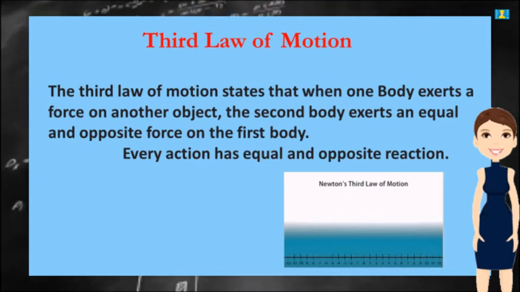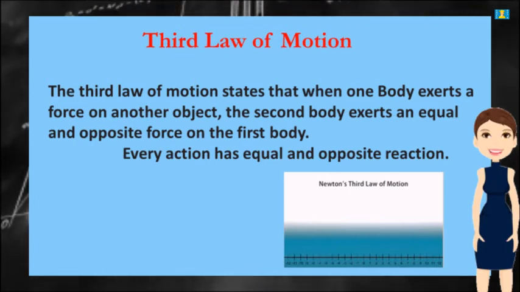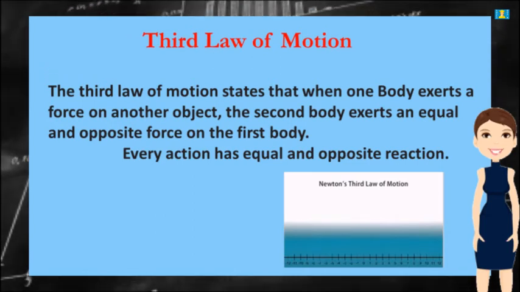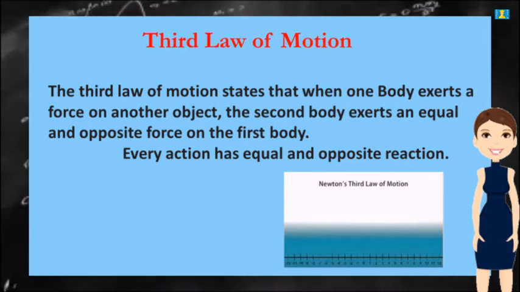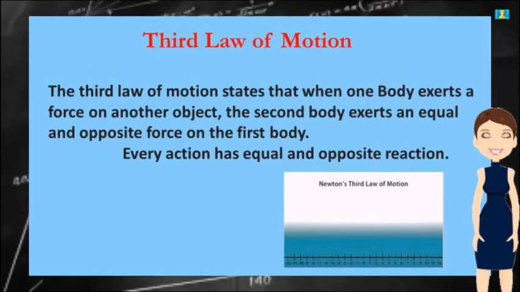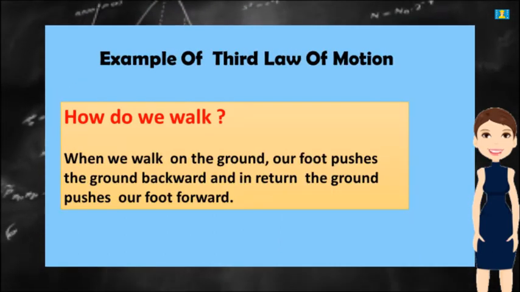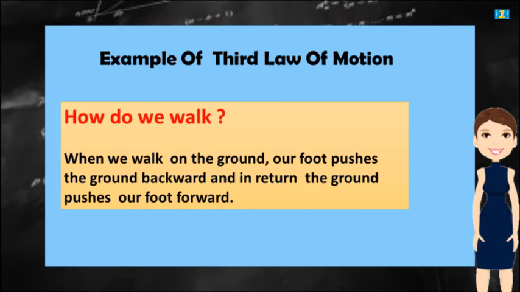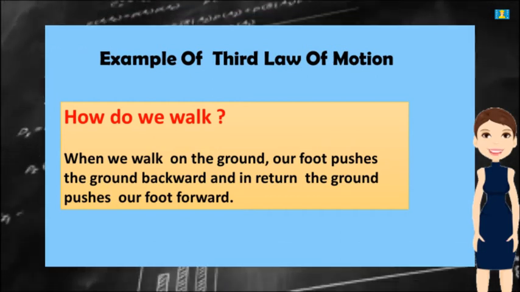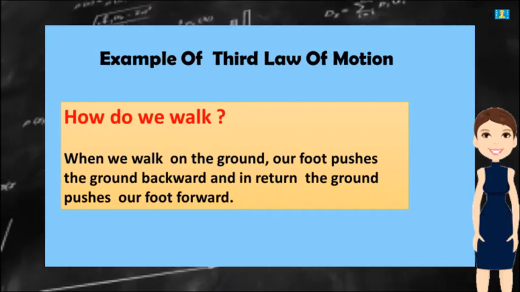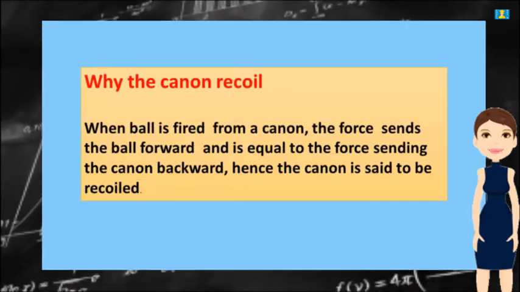Newton's third law of motion. The third law of motion states that when one body exerts a force on another object, the second body exerts an equal and opposite force on the first body. Every action has an equal and opposite reaction. Example of the third law of motion. How do we walk? When we walk on the ground, our foot pushes the ground backward, and in return the ground pushes our foot forward.